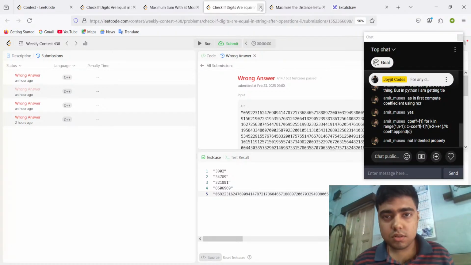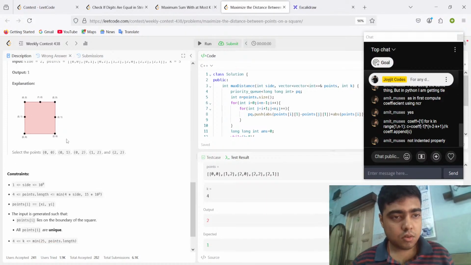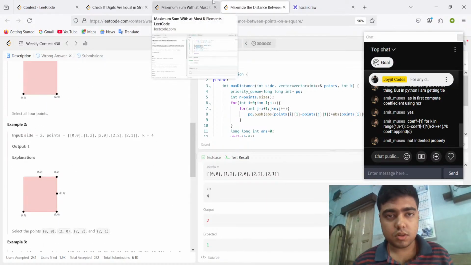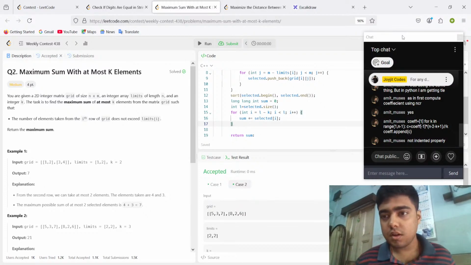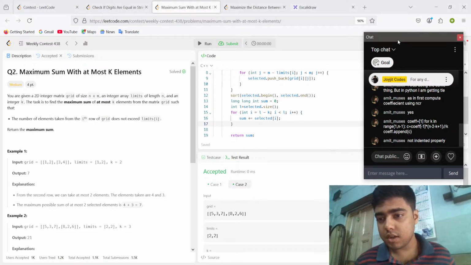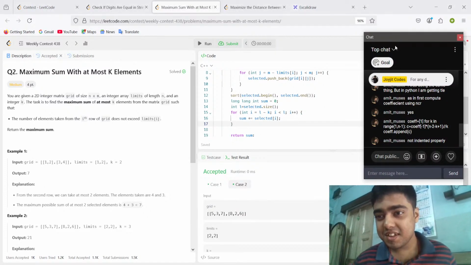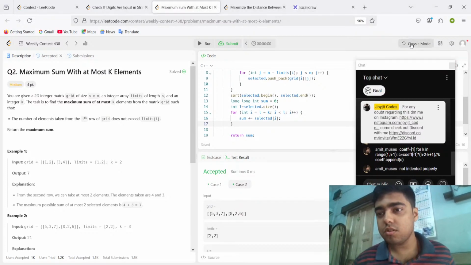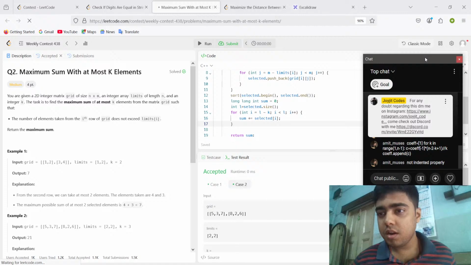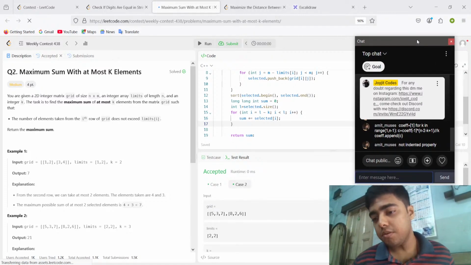So now, since we know, sorry, not this one again. I don't know what the heck is wrong with this. Why can't I see the discuss? Classic mode, okay. They removed the discuss from the dynamic mode.